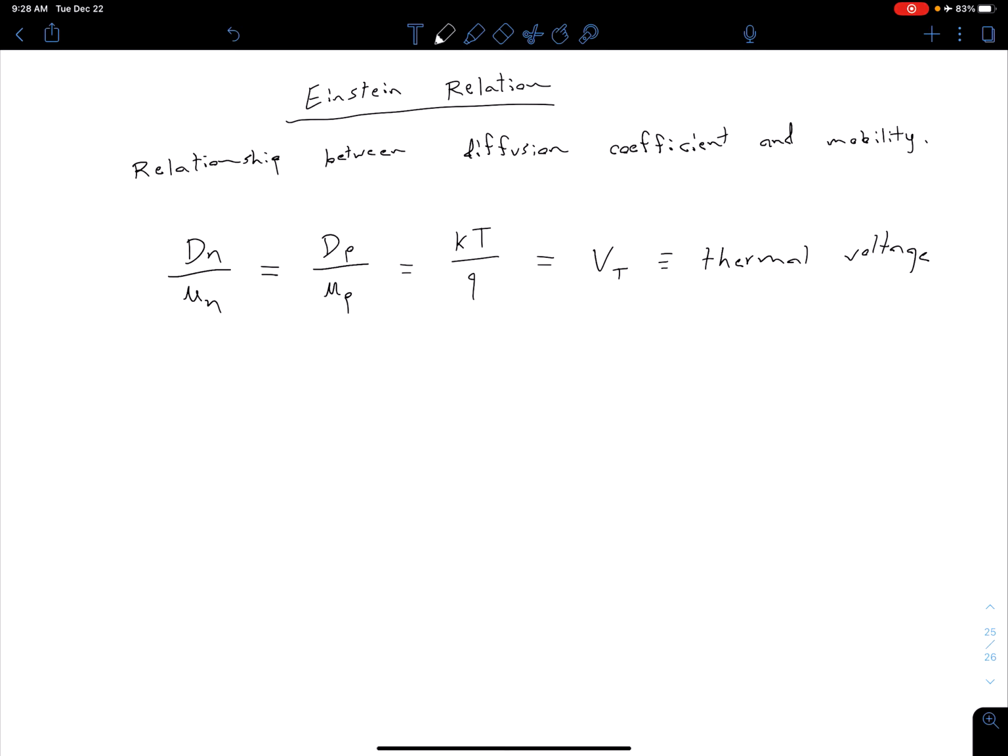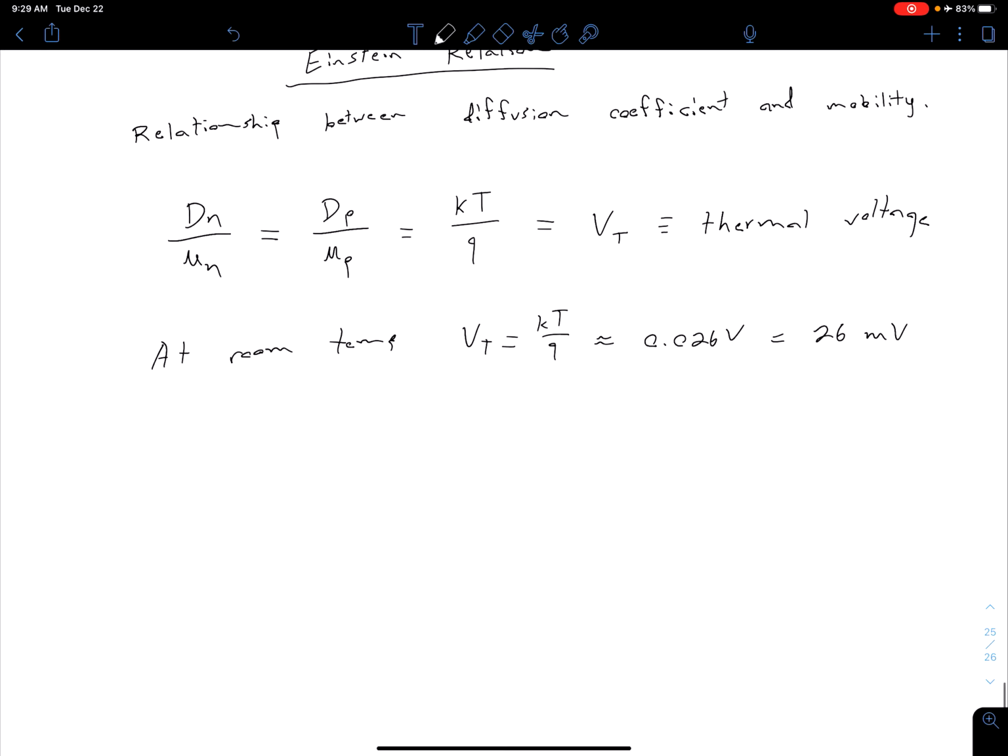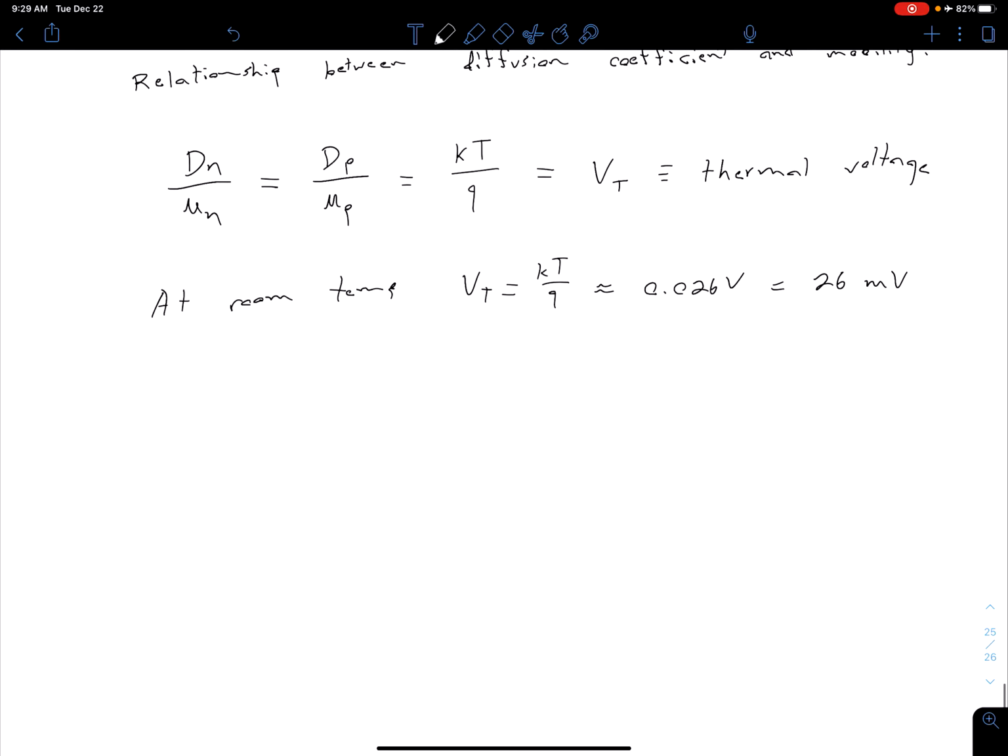And so it's worth noting that at room temperature, so if we're talking about roughly 300 Kelvin, our V_T, which is again equal to kT over q, is approximately 0.026 volts, which is of course 26 millivolts. And so that's an important value to know that might save you some steps on some Fundamentals of Engineering exam problems, or it just might be useful in other circumstances as well. So that's our Einstein relationship and our thermal voltage.